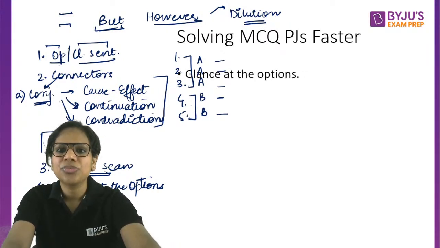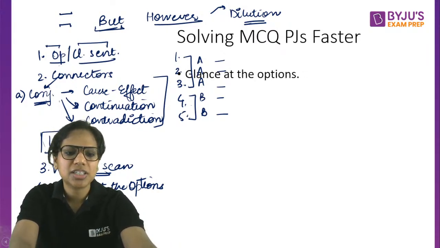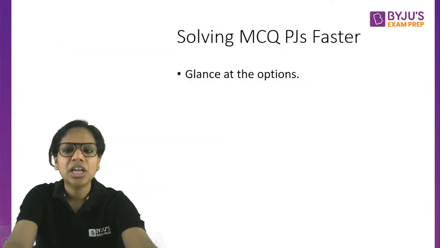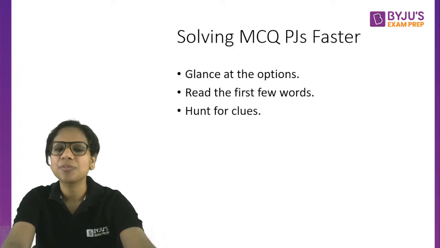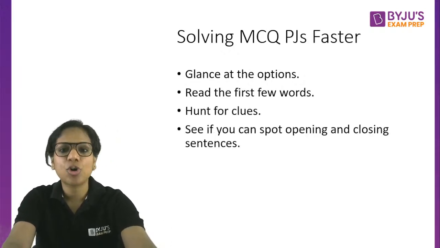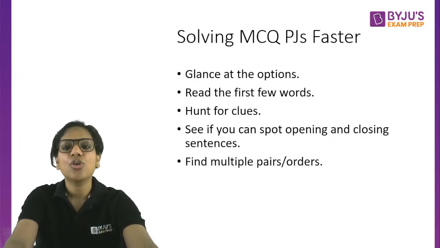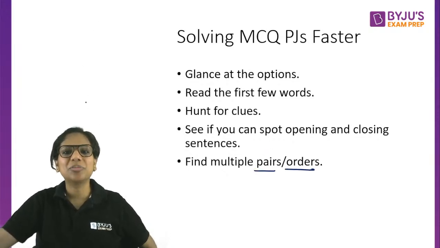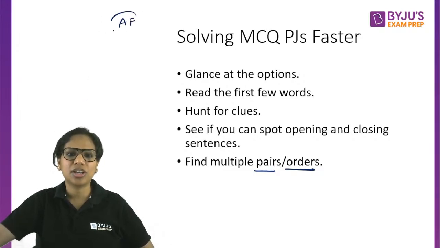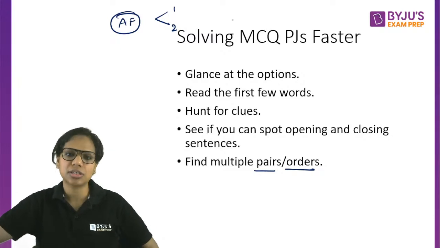Okay. Now, so basically these are the points that we've already discussed. Just summing it up for you very, very quickly. For solving MCQ Parajumbles faster, glance at the options, read the first few words, hunt for clues, see if you can spot the opening and closing sentences. If not, it's okay. Just make links. Okay. Find multiple pairs or orders, because once you do that, it becomes easy to eliminate, right? If let's say I found just one pair, A and F. So it will help me to narrow down to 2 options but not reach the ultimate option. So find multiple pairs or multiple orders.